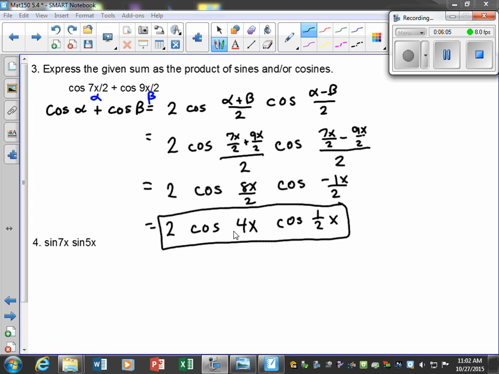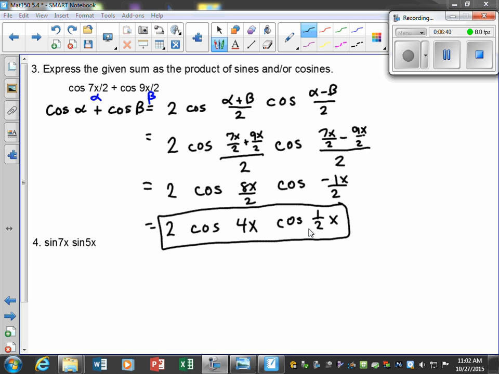Okay, see how you did and compare your answer. The only thing you need to be careful of is this fraction on top of a fraction, so be real careful. 7 plus 9 is 16, and 16 divided by 2 is 8. 7 minus 9 is negative 2, divided by 2 is negative 1x. And then of course it's over that original 2. So 8 divided by 2 is 4. Now don't forget cosine is an even function, so it doesn't have that negative there.